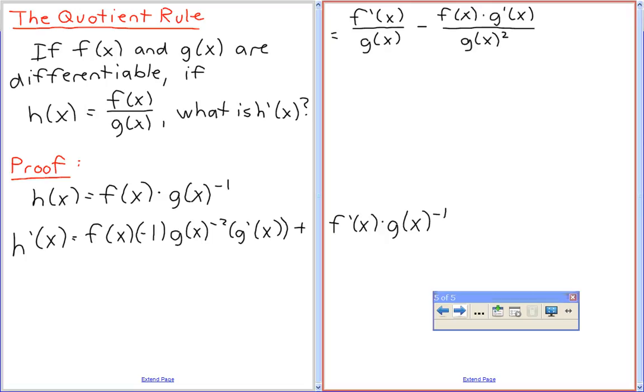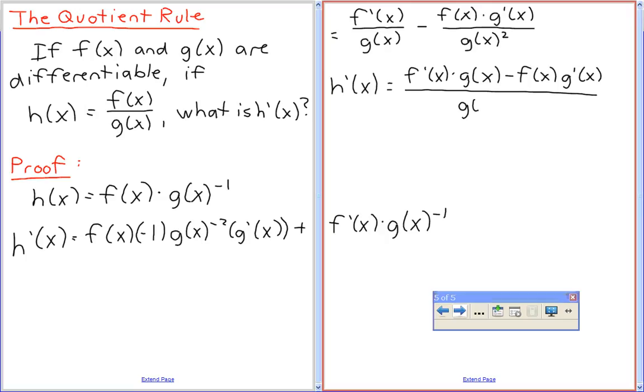Okay, can somebody finish this off and tell me what my quotient rule is going to be? How do I finish this off? If I subtract those, what do I need? So this is just going to equal then h prime of x is going to be f prime of x times g of x minus f of x g prime of x all over g of x squared. This is our quotient rule right there.